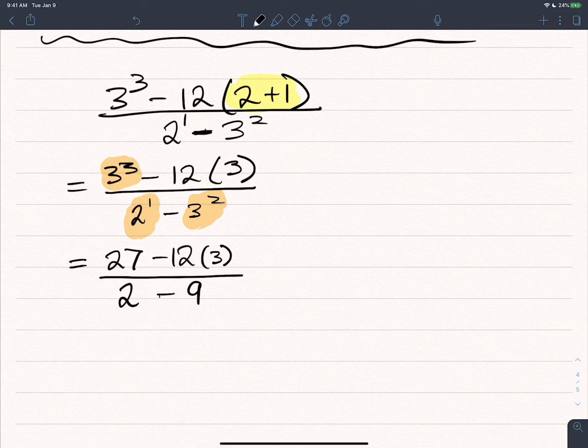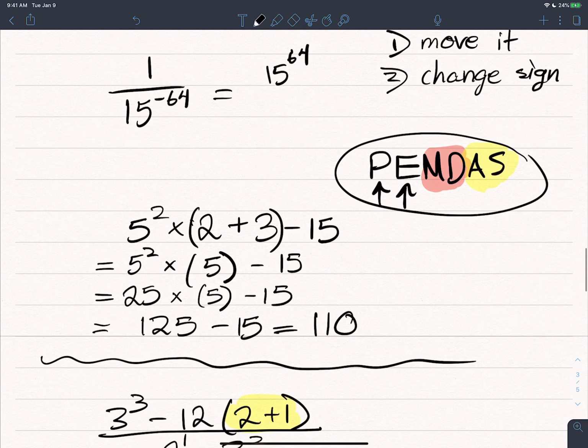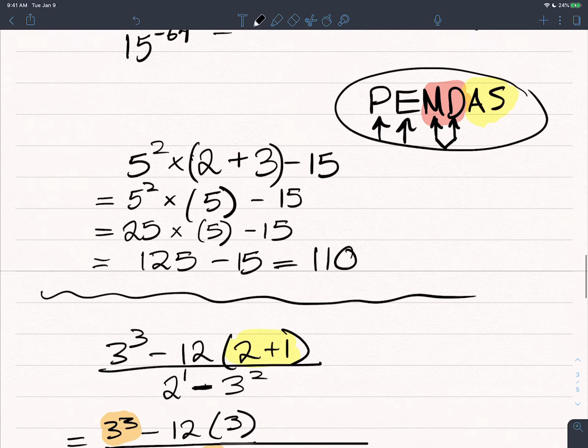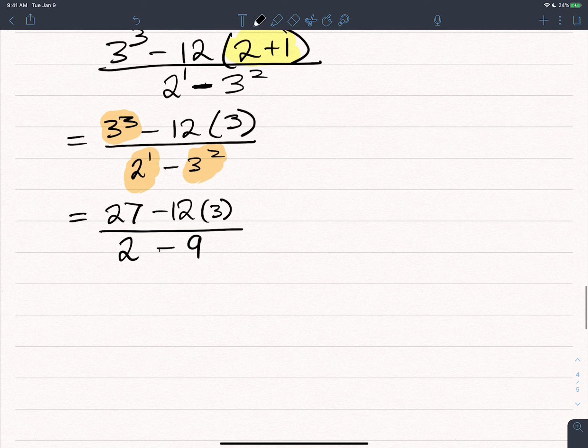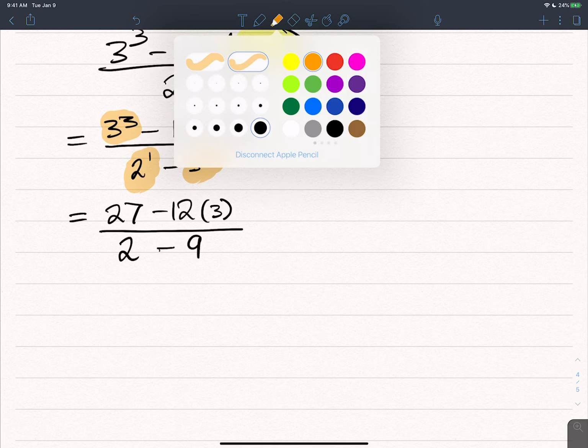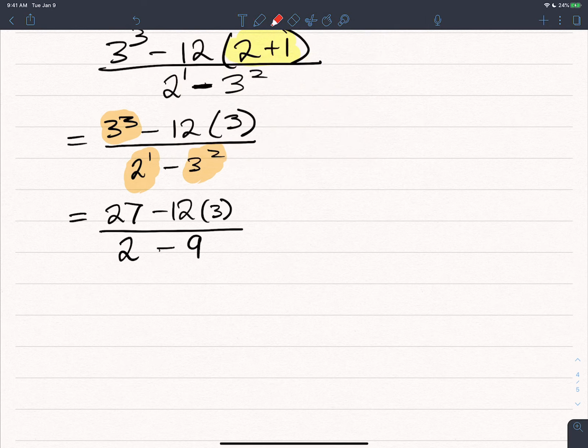All right. Now we go to the next part. So we did the exponents. Now we need to do the multiplication or the division. Put them both at the same level. Now in this case, we got some multiplication in the top. Here's the multiplication. The only division we have is this big fraction bar, right? That's division.